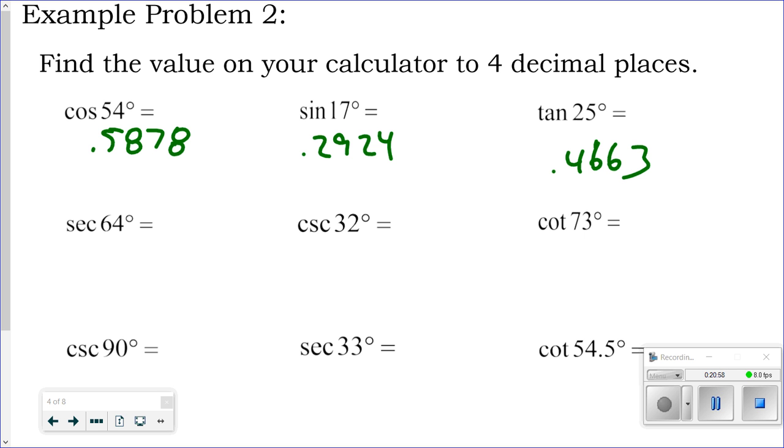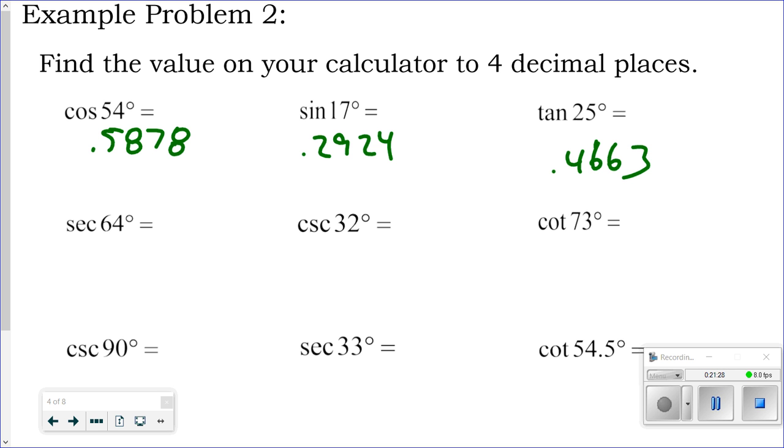By the way, the tangent is the only one that you will get a number larger than 1. Sine and cosine are never larger than 1. Tangent can be larger than 1. There are always positive values in what we do in here. Okay. Questions on that? That's just to make sure you know how to use your calculator. It's not that hard.